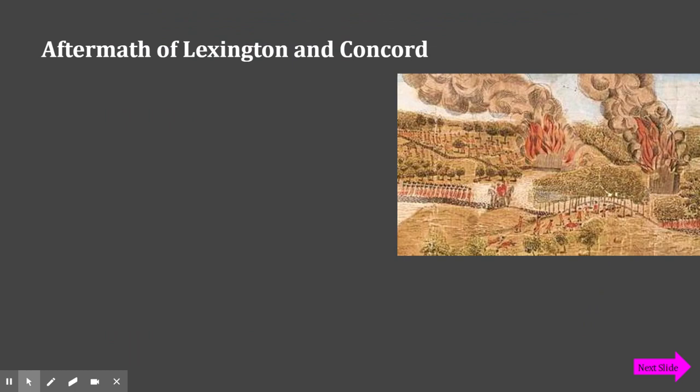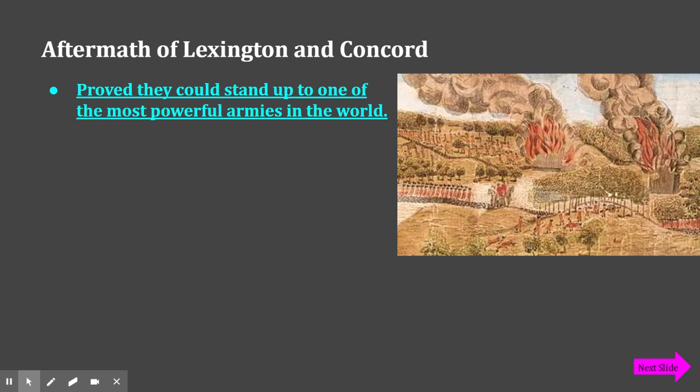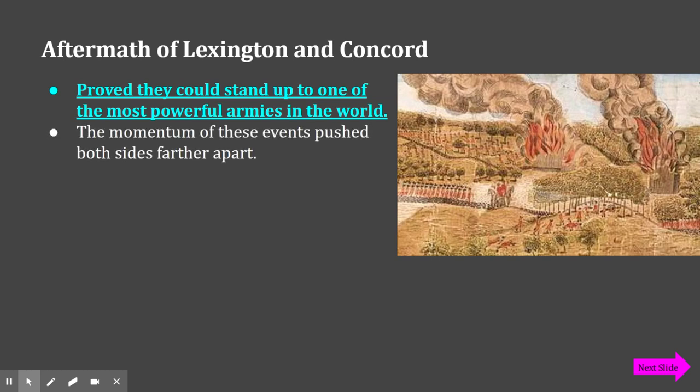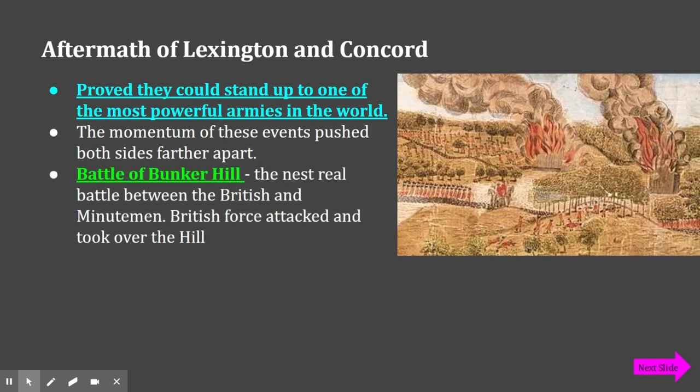And the reason this battle is so important, this first battle of the American Revolution, is that it proved they could stand up to one of the most powerful armies in the world. These little colonists were standing up and holding their own. The moment of these events pushed both sides farther apart, and it led to other battles in the Revolution, including the Battle of Bunker Hill that happened in Boston.